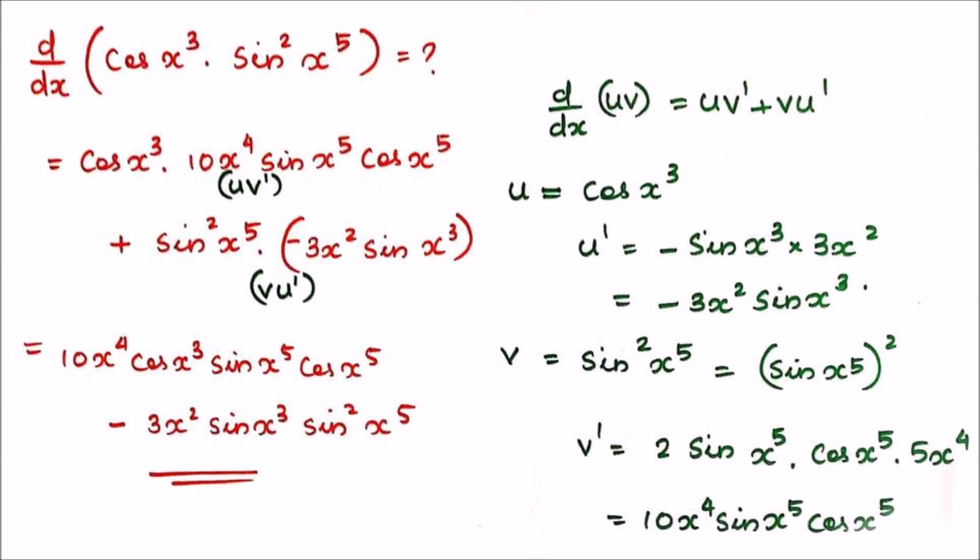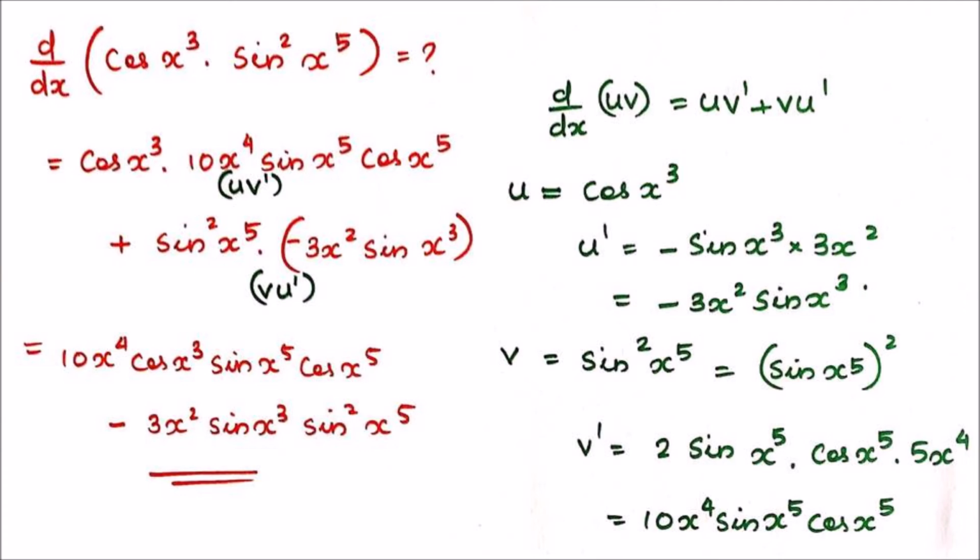So here is our next question, d by dx of cos(x cube) into (sin square x raised to 5). In this case, we need to apply the product rule. D by dx of u into v is u v dash plus v u dash. So first of all, we need to identify u and v. Then we need to find out u dash and v dash. U is the first function, cos(x cube), and v is the second function, sin square(x raised to 5).